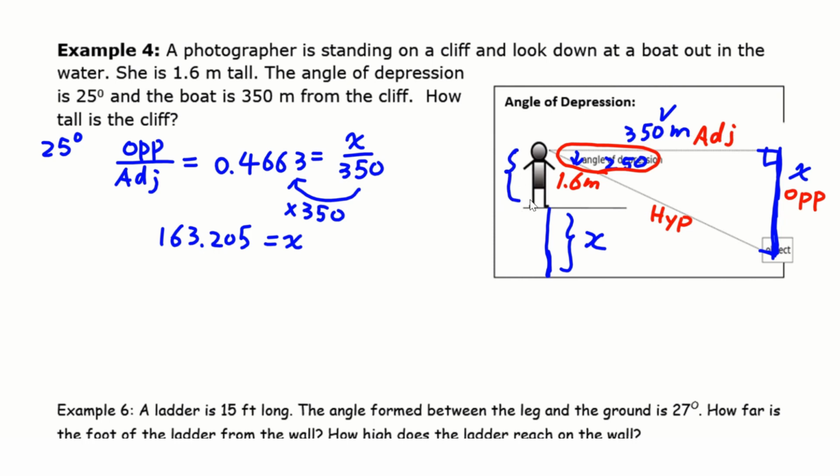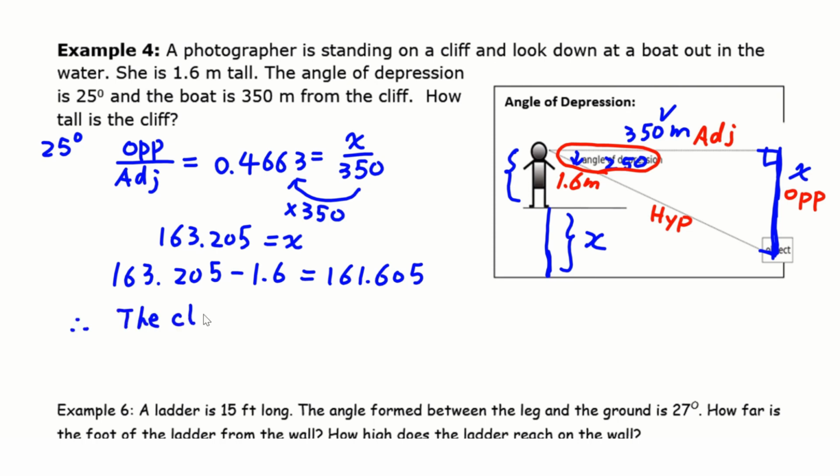Because the person has a height of 1.6 meters, we need to get rid of this 1.6 meter. Then we have the height of the cliff. Then you will have 161.605 meter high. Okay, so this is for this angle of depression.